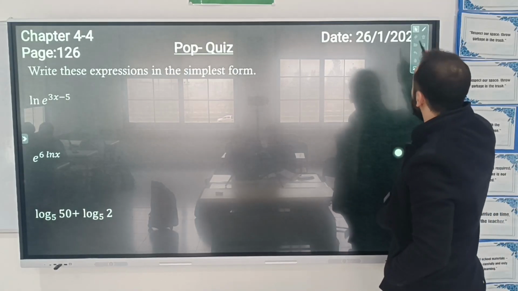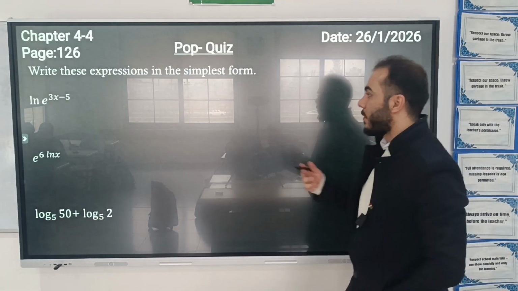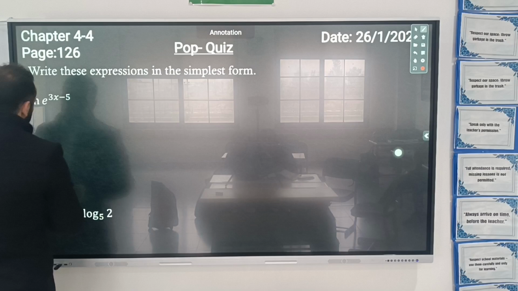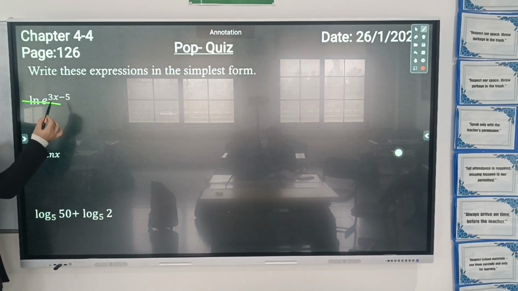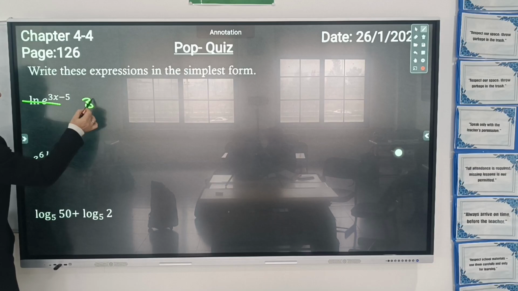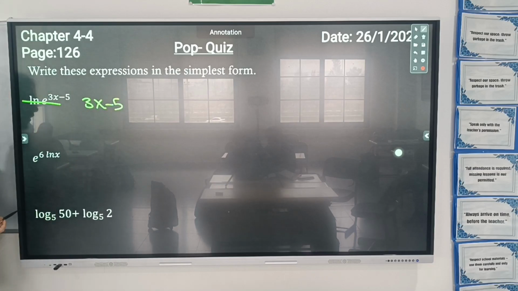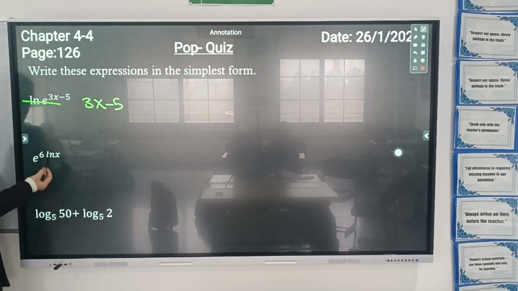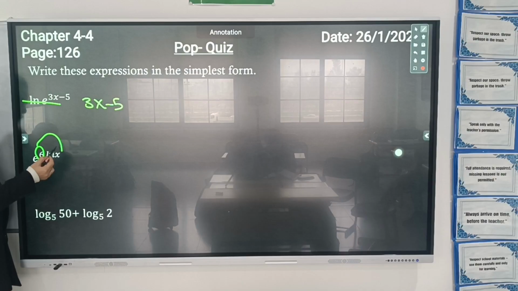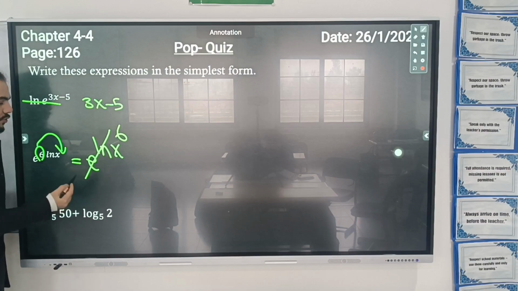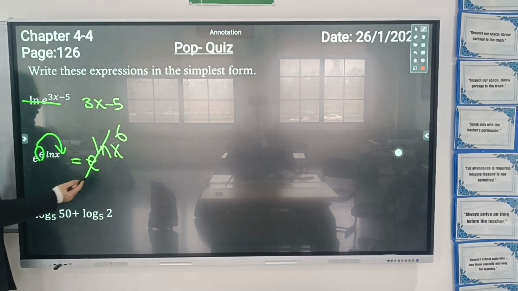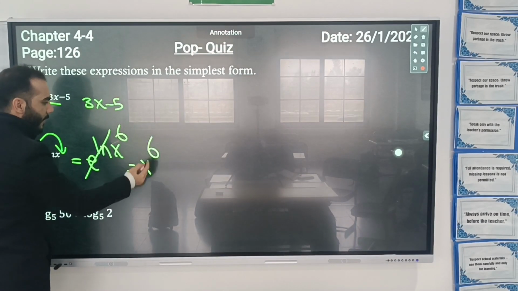Okay, some more questions, but different story, different properties. Not actually for the first one and the second one, but the third one is interesting. So ln and e will kill each other. What will remain? 3x minus 5. Easy, right? Here, again, this 6 is going to come back to its own place. So it's going to become e powered by ln x powered by 6. These two are going to kill each other, right? What will remain? X powered by 6.